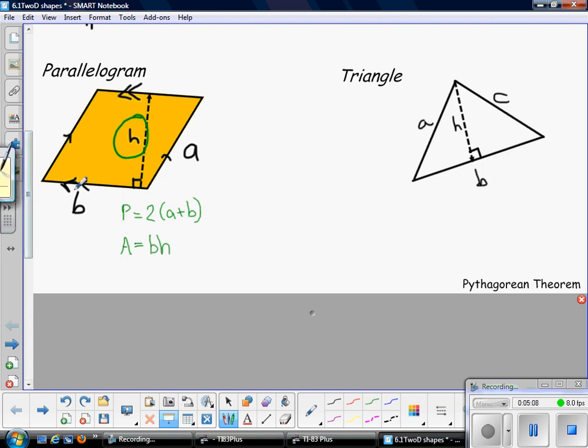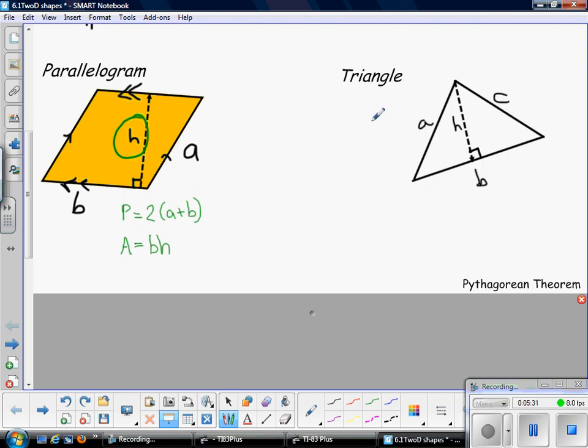The B and H are important in the sense that the H goes down to the B. I could have made an H a different way down to A if I wanted to. But then I would use A with my new perpendicular height. So it's important to look at the diagram and where they had the variables.